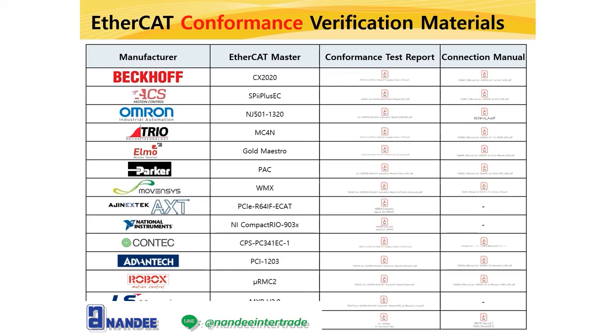The demonstration of FASTECH EtherCAT products was delivered to each master company, and the master company directly conducted the conformance test. In the case of the conformance test report, it was written after verifying the normal operation of SERVOII EtherCAT based on CiA 402 with each master. The connection manual contains the ESI file registration method, and master and slave connection method.